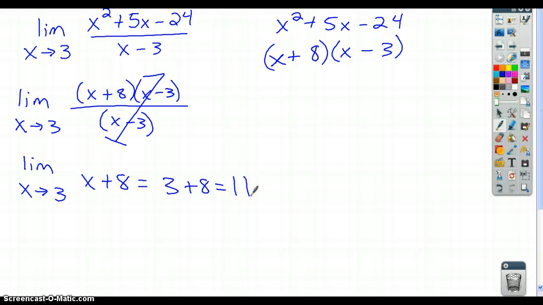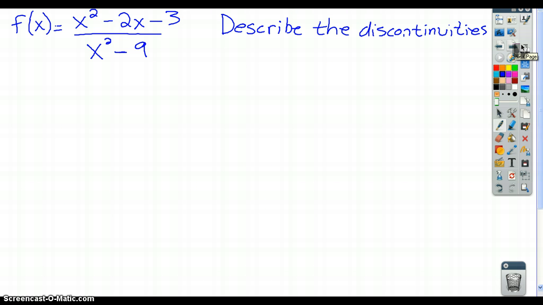So that right there is the limit of the function. So moving on to here, we're kind of getting into and flirting with discontinuities.